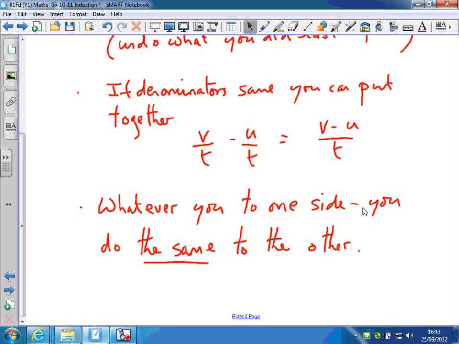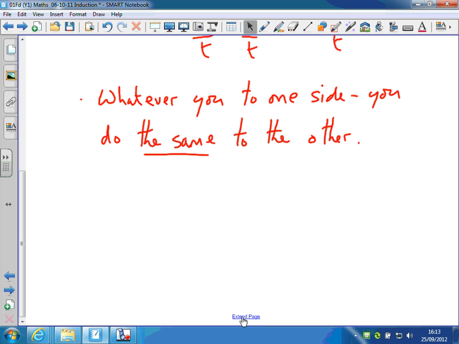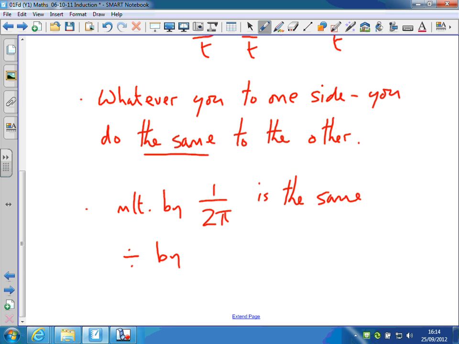What was that? You know that's 2 pi. Yeah. So multiplying by 1 over 2 pi is the same as dividing by 2 pi. Yes, thanks for that. That's good. And of course, it works for anything, not just 2 pi. Multiplying by 1 over something is the same as dividing by it. Worth remembering, especially when you're trying to undo things.